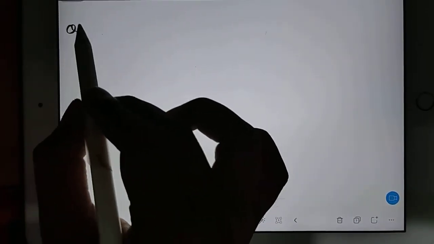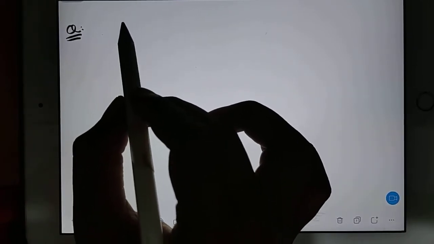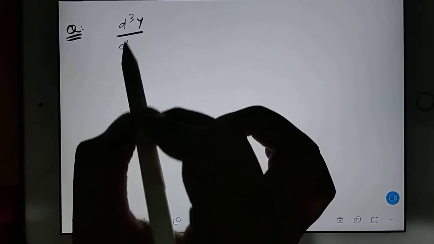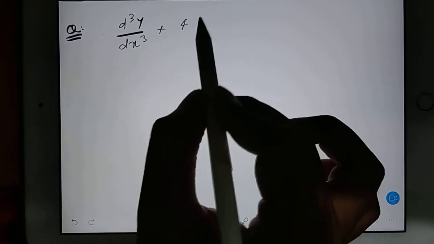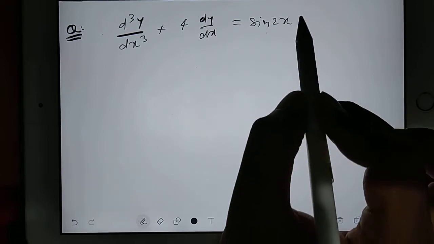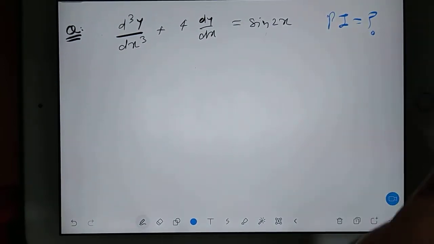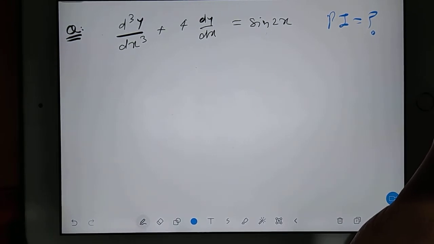Now take down one more question. That question I'm taking based on sine. d3y by dx cube plus 4 dy by dx is equal to sine 2x. Now you see here. Find pi only. Don't find complementary function because that will be a separate practice.